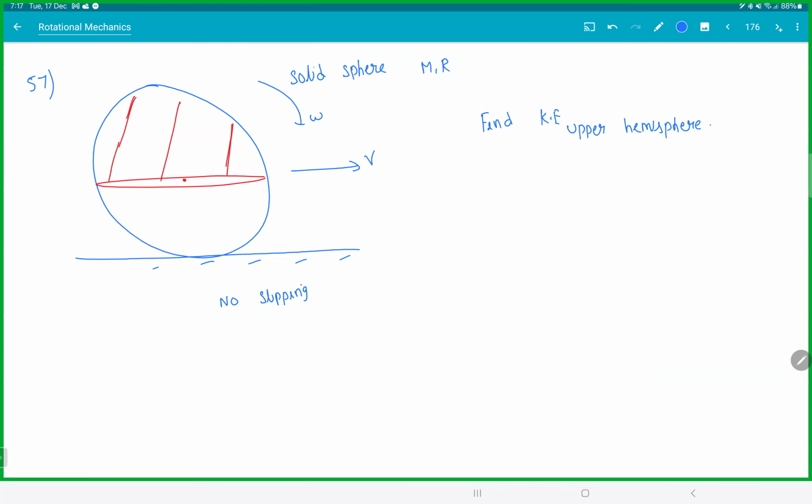Find the kinetic energy of the upper hemisphere. PE? What PE? The upper hemisphere has higher potential energy as well. But I have talked about kinetic energy here. Please find what is being asked. Don't create your own questions. I said kinetic energy, not total energy of the upper hemisphere. We are talking about kinetic energy.